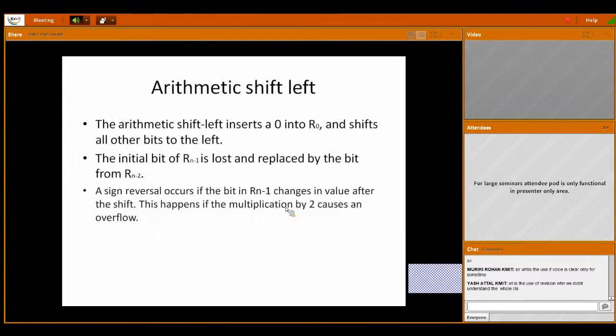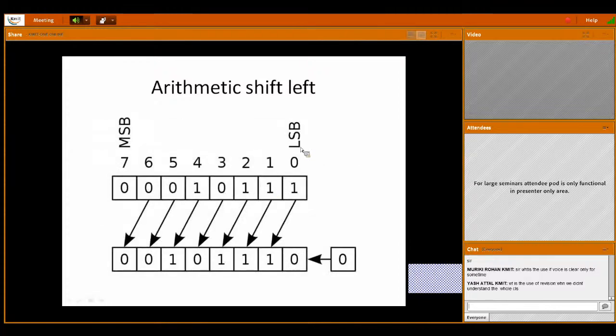Now we'll see arithmetic shift left. Arithmetic shift left is simply equivalent to your logical shift left. So, starting from this LSB position, move the bits one by one to the left side, discard this MSB bit, and a serial input of 0 is transferred at the LSB position. This is arithmetic shift left.